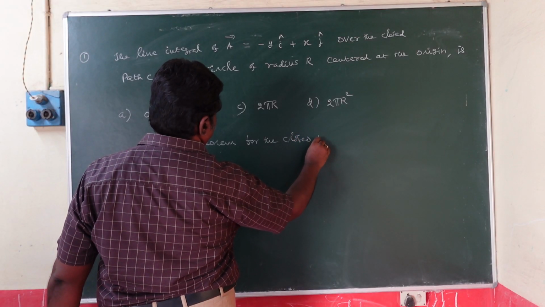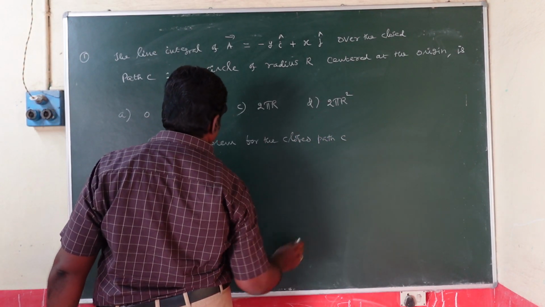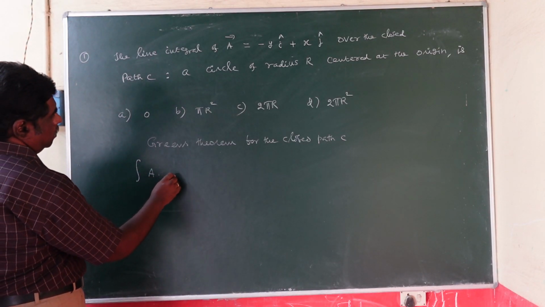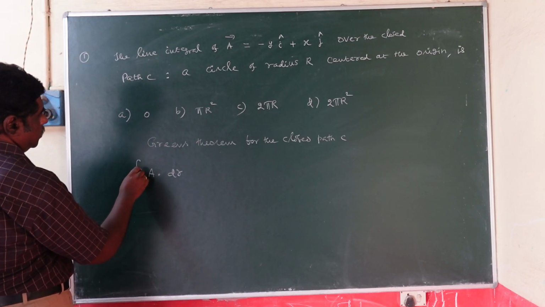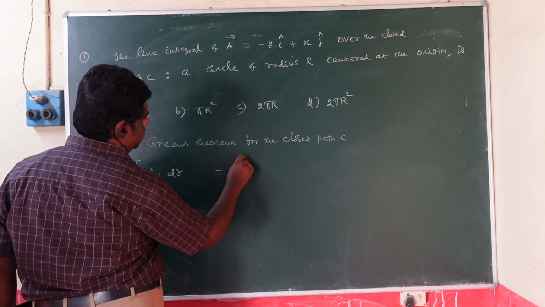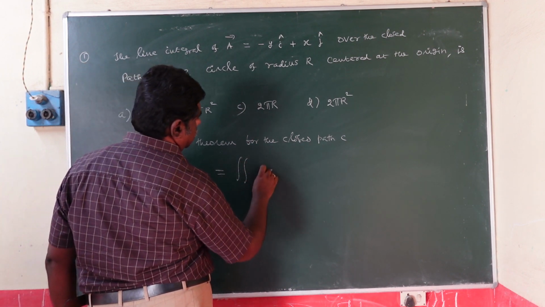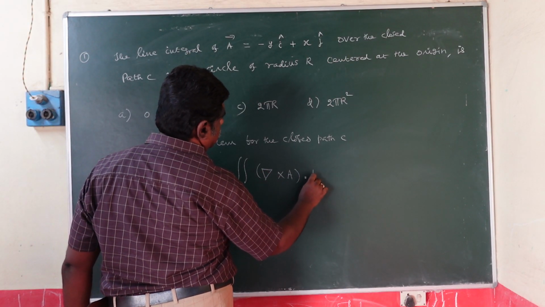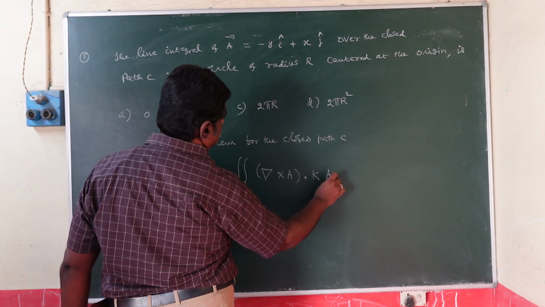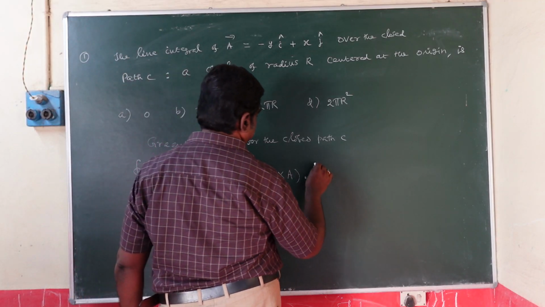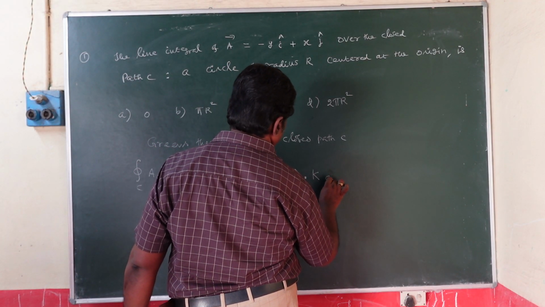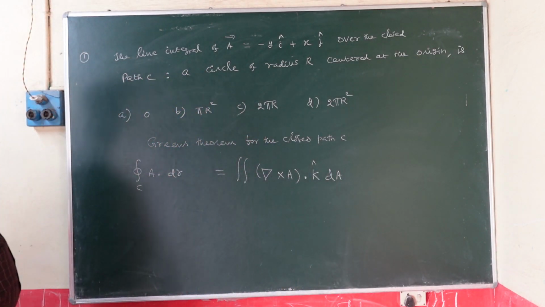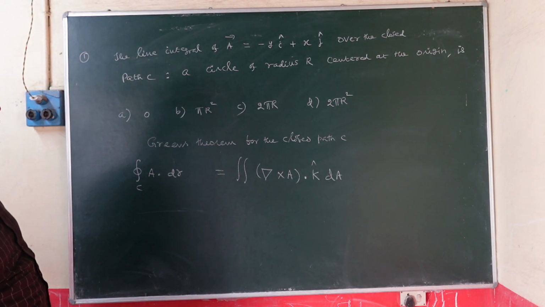Closed path C, that is integral A dot dr equal to curl A dot k into dA. This is a formula we have to use.